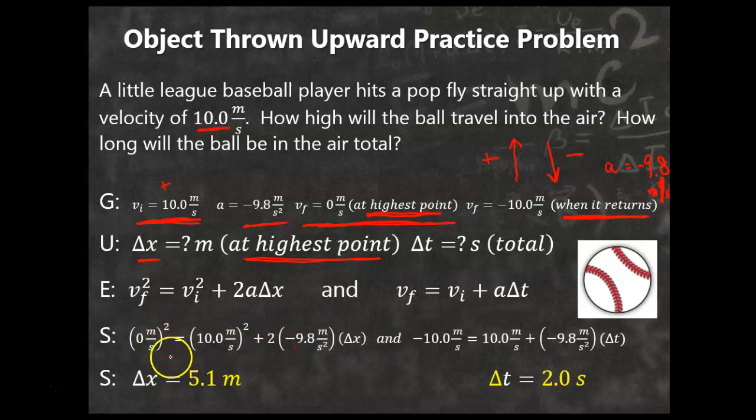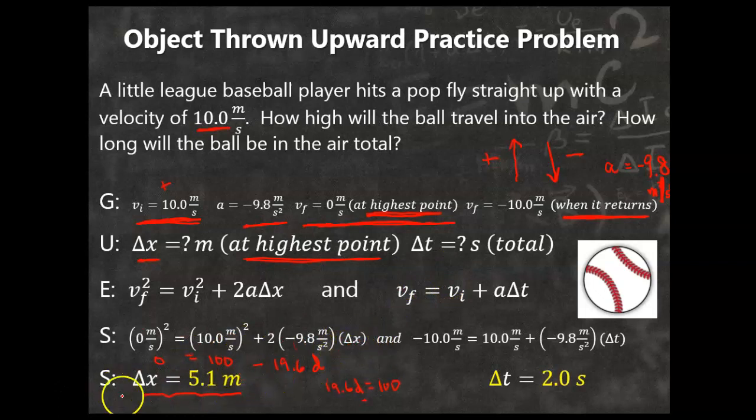This would basically be 0 equals 100 minus 19.6 d, right? And we simply solve this. We could add 19.6 d to both sides. We'd end up with 19.6 d equals 100. Divide both sides by 19.6, and we're going to get d equals 5.1 meters. Okay, so it's just doing the algebra.